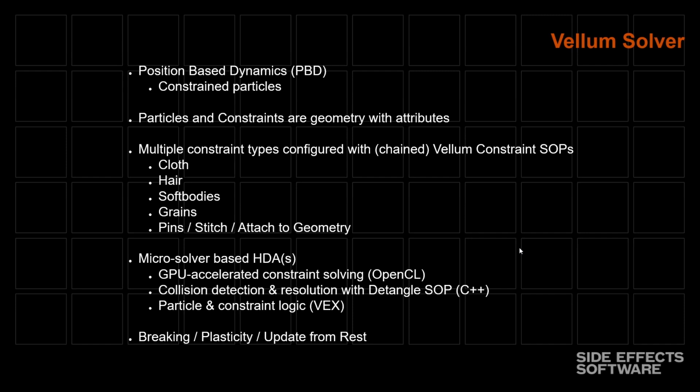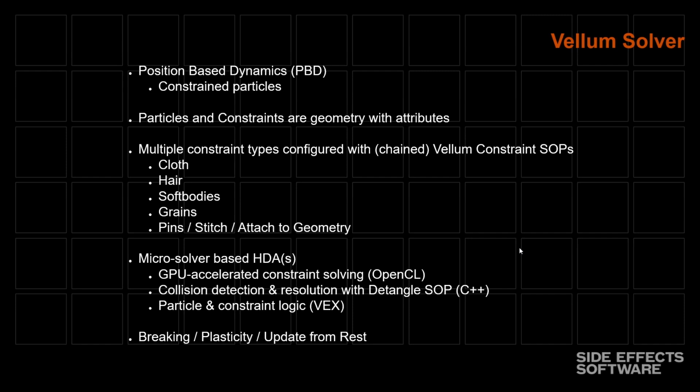And all of those things can be manipulated with all of the regular SOP tools that exist in Houdini. So Vex, Wrangles, Attribute Create, Attribute Randomize, any of those tools, multiple tools that we have for manipulating attributes, can be used on the dynamic state of the particles or any of the dynamic state of the constraints as well, which ends up being really powerful. All of these constraint types are configured in SOPs with possibly chained Vellum constraint SOPs. And these are for all the various types of constraints that Vellum supports.